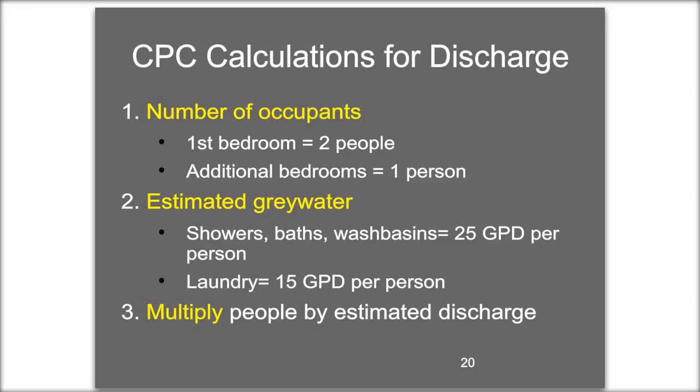more person. And then the way they estimate Graywater use is showers, baths, and wash stations are all clumped together at 25 gallons per day per person, and laundry is at 15 gallons per person per day. And then you multiply them all together, and that's going to be your estimated discharge.